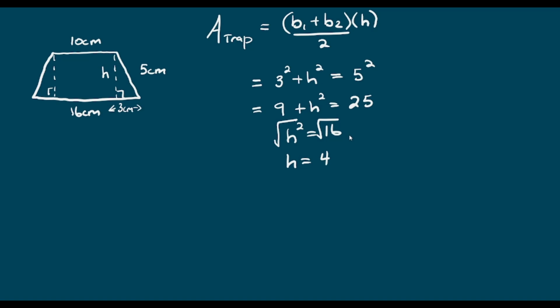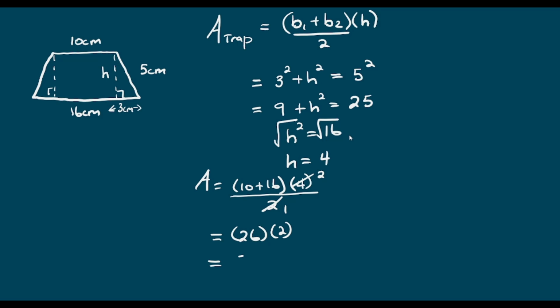So now that we found h, we can go ahead and find the area. So the area would be equal to 10 plus 16 times 4 divided by 2. 4 can be divided by 2 two times, and so our area will be equal to 26 times 2, or 52 centimeters squared.